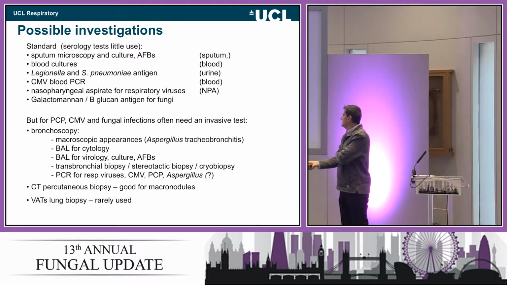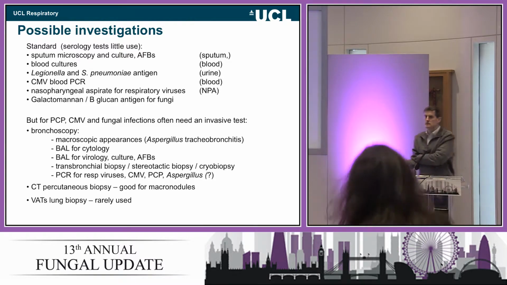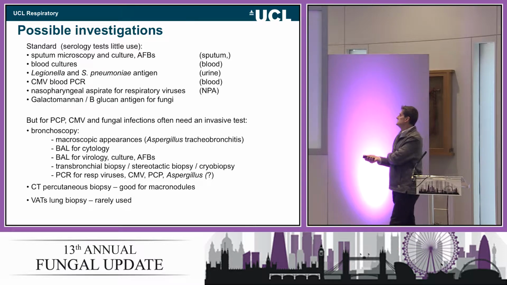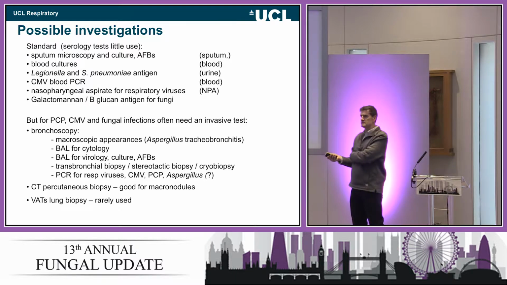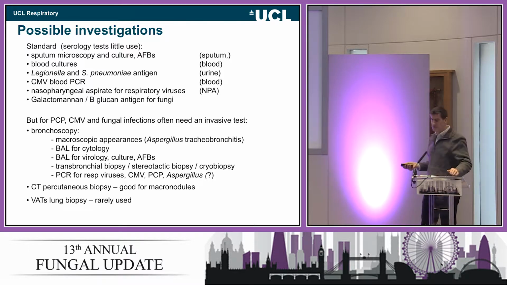Or you can do transbronchial biopsies. They're not terribly good, and they're very dangerous. There are newer things coming in, stereotactic biopsies and cryobiopsies. I think there's some discussion about that in the program, isn't there? So I'm not going to really talk about them, but those do potentially have a role, but at the moment we're not quite there yet.